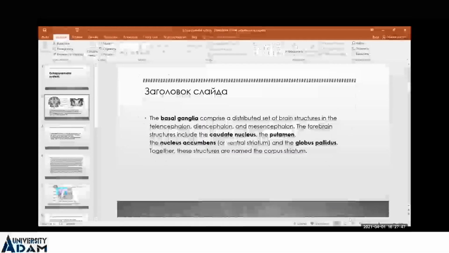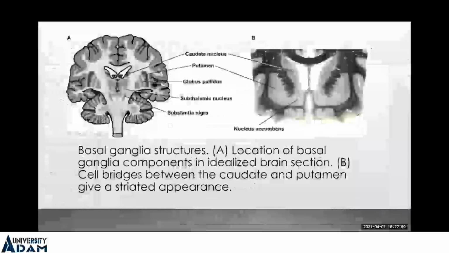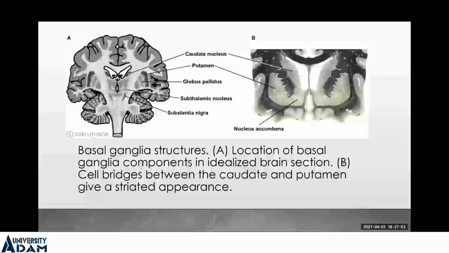One minute. Okay. So guys, this is the location of basal ganglia components in an idealized brain section on the picture on the right, okay?